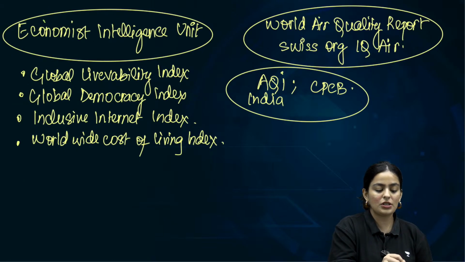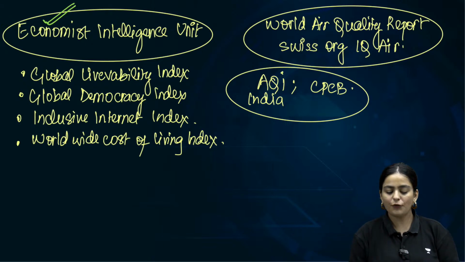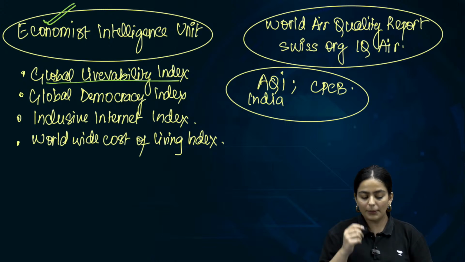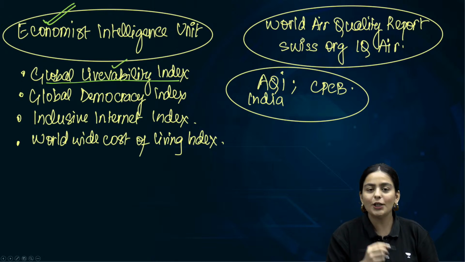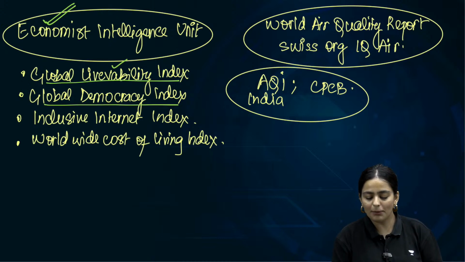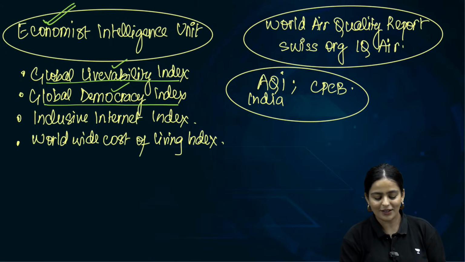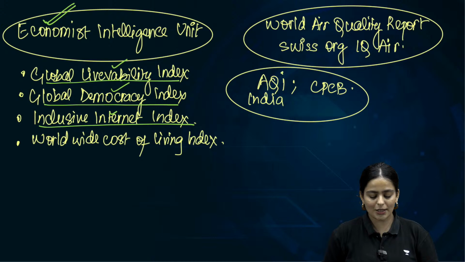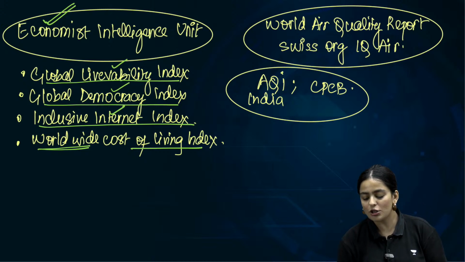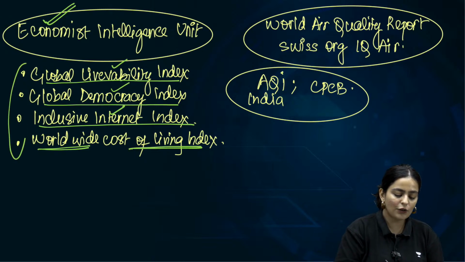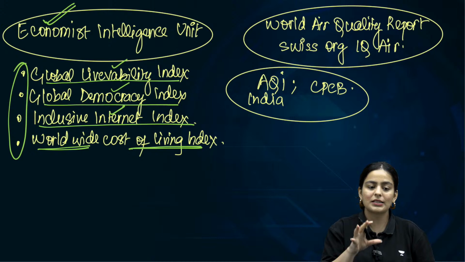The Economist Intelligence Unit. When you talk about the Economist Intelligence Unit, what are the prominent reports? First is, of course, the Livability Index. Now, please understand, just matching pointers with it. For livability, you will need democracy. So it will be Global Democracy Index, also by the same organization. For living, you will need a good internet connection. So it will be Inclusive Internet Index as well. And you have to manage your cost of living. So it will also be Worldwide Cost of Living Index. All these 4 are released by Economist Intelligence Unit. Please remember this. This is important.